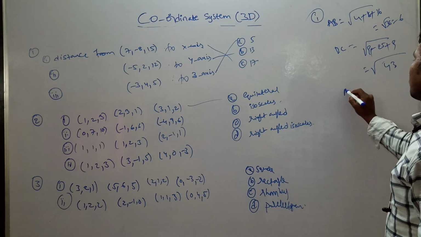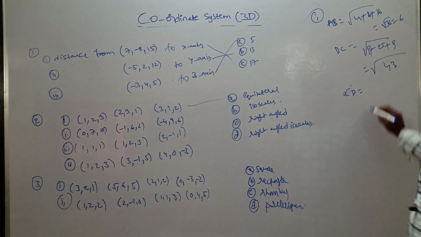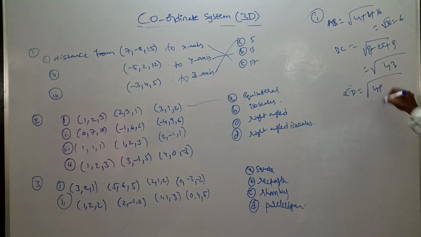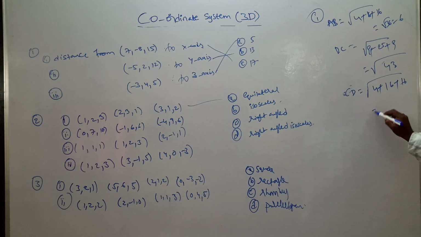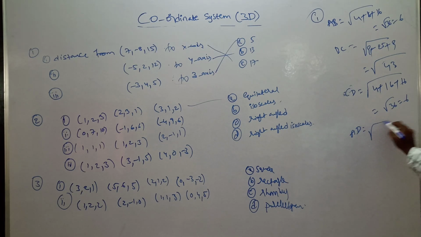Next, CD equal to root of (0 minus 2) whole square, that is equal to 4, minus (3 minus 1) whole square, that is equal to 16, minus (2 minus 2) whole square, that is equal to 16, root that is 6, that is equal to 6. Next, A root of (0 minus 3) whole square, that is equal to 9, minus (3 minus 2) whole square, 25, minus (2 minus 1) whole square, that is equal to 9, root 40.